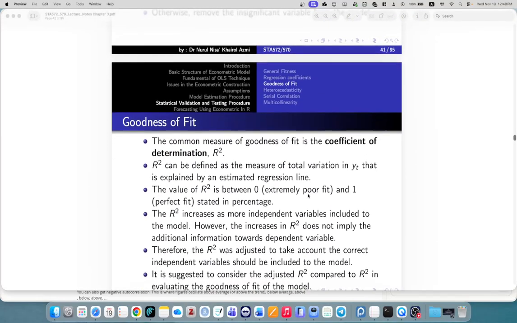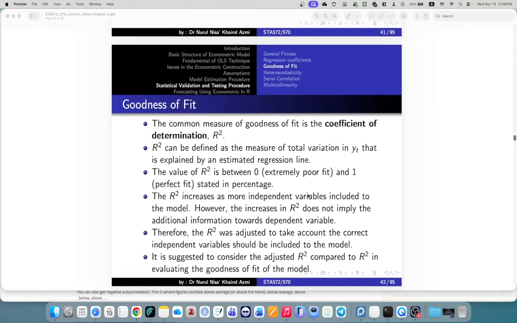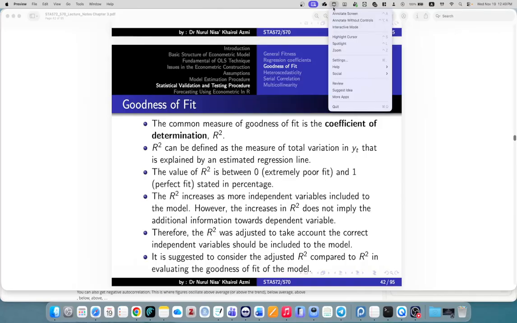And now we have one thing that we can do to measure the goodness of fit, whereby we can use the R square. R square can be defined as the measure of total variation in Yt that is explained by an estimated regression line. And this particular value is between 0 and 1.